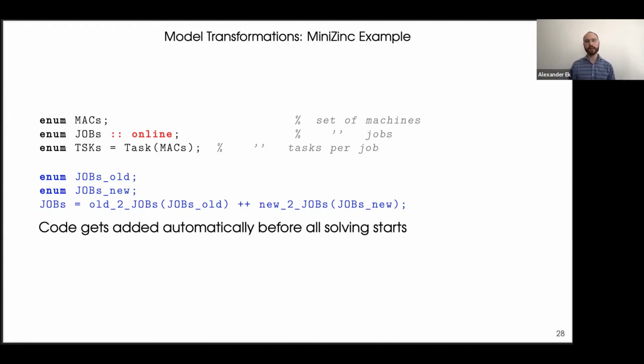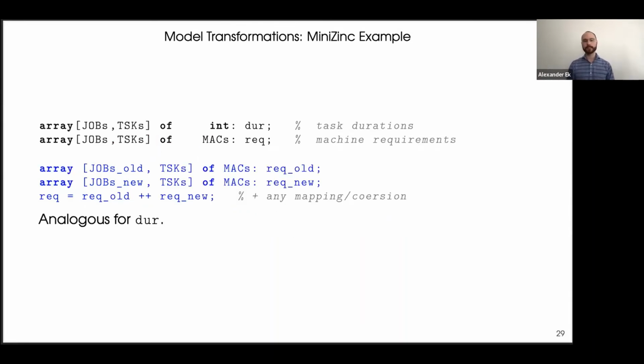So this online annotation basically means that we have some old jobs and we have some new jobs. So we need to create those enums. And then the set of jobs is just the set of old jobs and new jobs, right? Here are our parameters.